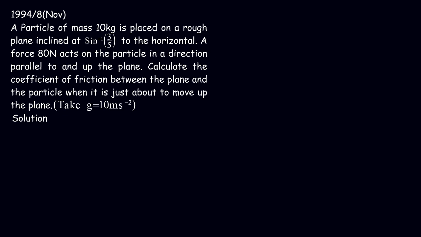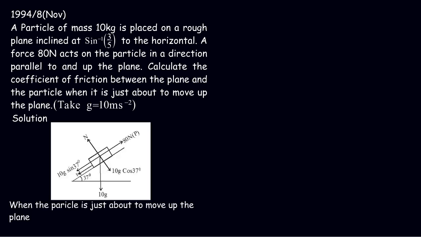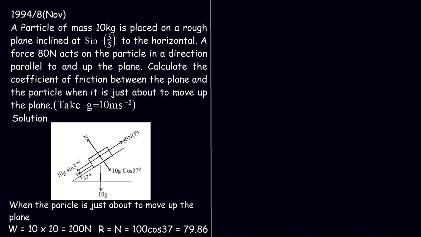Now our very first step is to represent our question in a diagram, and the diagram is already shown on the screen. Let us start with simplifying some of our terms. We know that our weight, which is mg, will be equal to 10 times 10, so our weight will be equal to 100 Newton, and our reaction R or N will be equal to 100 cos 37, which is equal to 79.86.